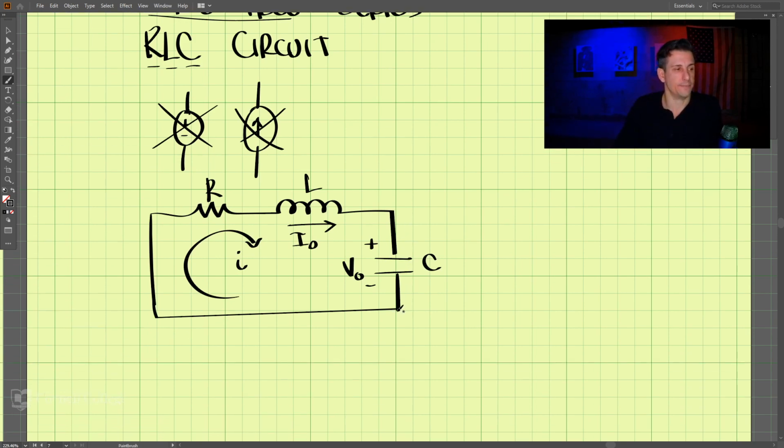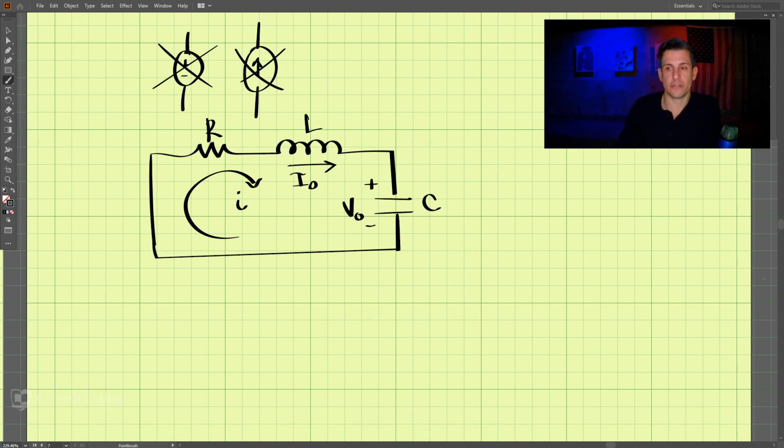So with this circuit, we can do several different things. So let's do KVL on this circuit. So KVL, we have the current times the resistance, right? So we have a resistance here, so it's R times I here. And then the voltage across the inductor here.